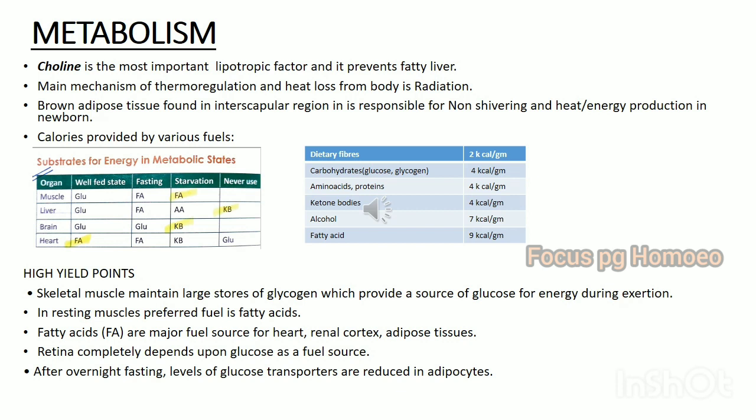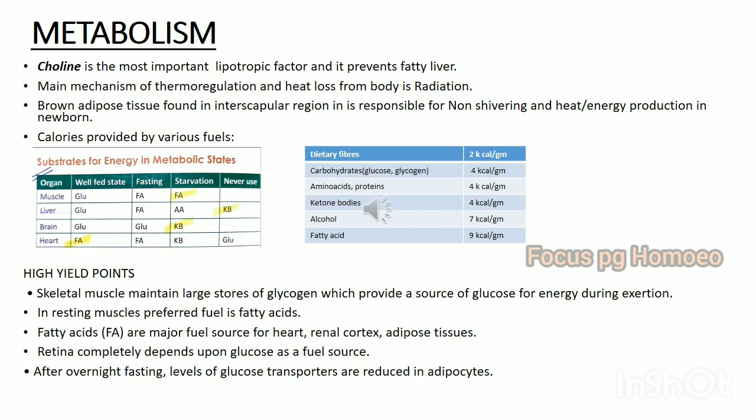from which substrate the energy is utilized or energy is taken. Like in muscle, in well-fed state, glucose is used. In fasting, fatty acid is used. In starvation, fatty acid is used. In liver, glucose is used in well-fed state.